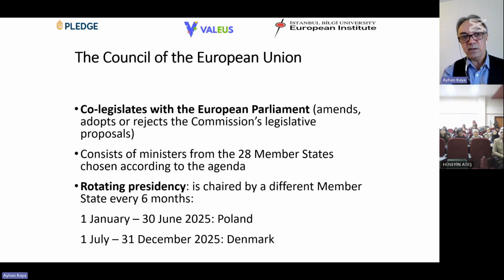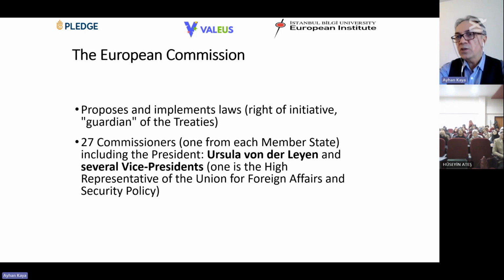And after 1st of July until the end of the year, it is going to be Denmark. European Commission, which is also as important as the others, is actually the institution which proposes and implements laws according to the treaties.